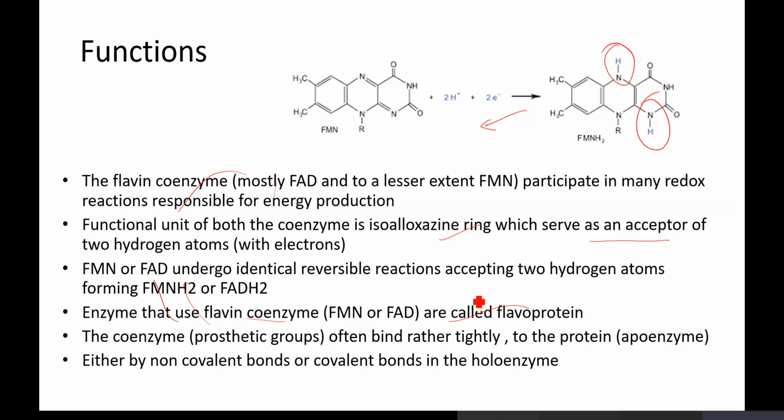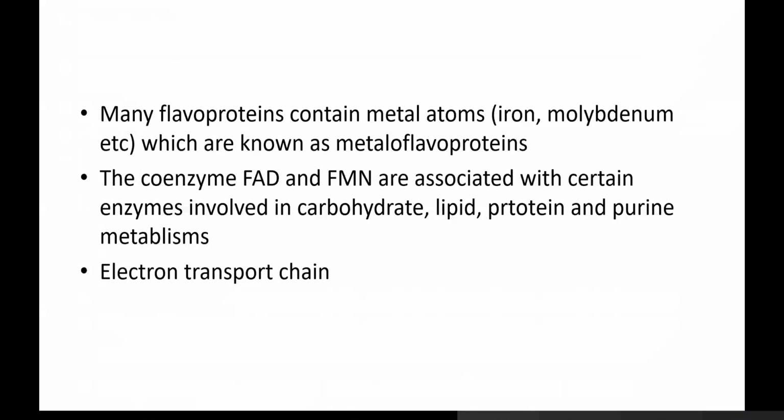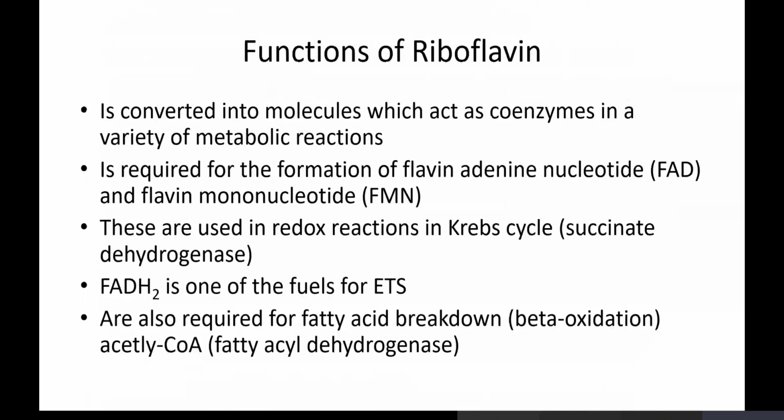The coenzymes, that is the prosthetic group, often bind rather tightly to the apoenzyme by non-covalent or covalent bonds, and they form the metalloflavins. Many flavoproteins contain metal ions like iron and molybdenum, which are known as metalloflavoproteins, and the coenzymes FAD and FMN are associated with certain enzymes involved in carbohydrate, lipid, protein, and purine metabolism, and most importantly, the electron transport chain or electron transport system.